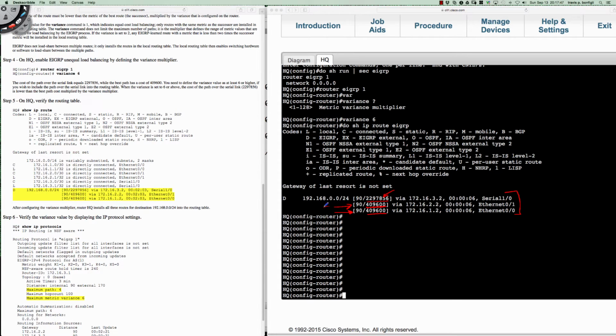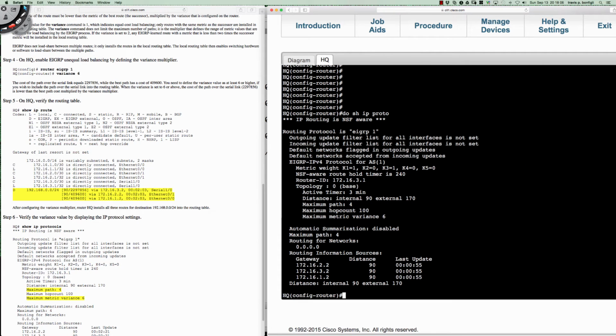So these are both our successors, and this is the feasible successor, which we are now using the variance command to load balance traffic over. All right, so if I clear my screen here and do show ip protocols, we can see in the IP protocols output the maximum metric variance is set to 6.